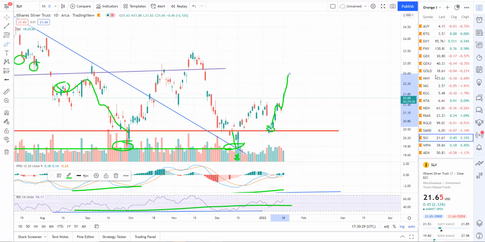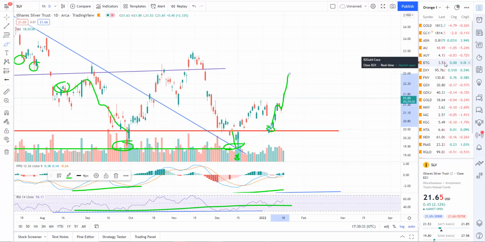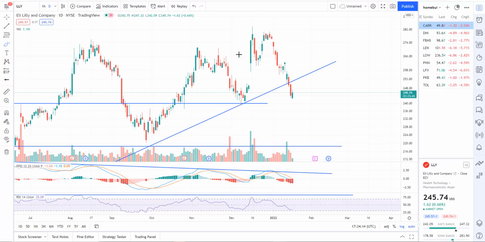before we get maybe some sort of a pullback. So again, silver looks bullish, but we need to see gold break out as well. If you're looking at precious metals, you want to see them both kind of trade together. So, we'll just kind of watch that.